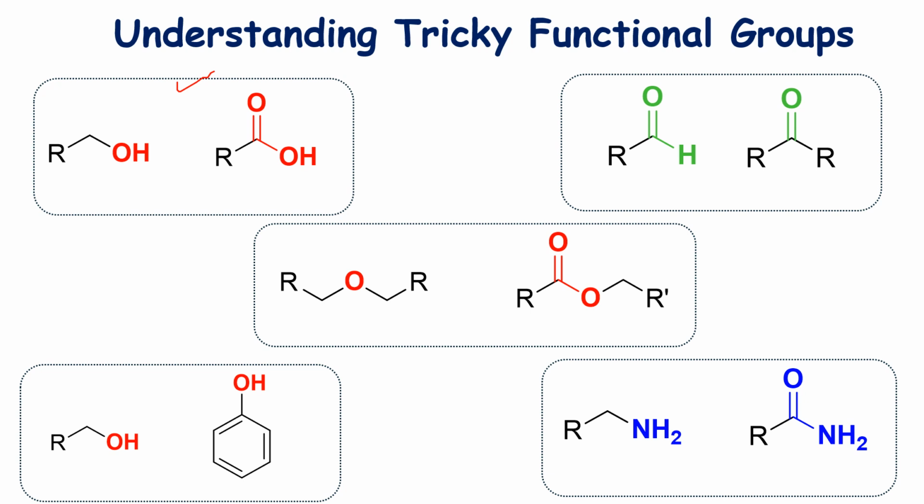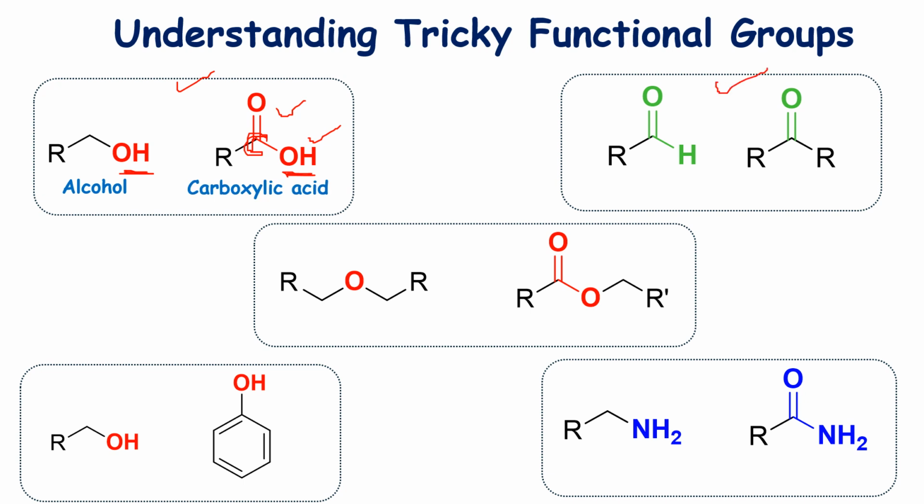The first one has an OH group, making it an alcohol. The second also has an OH group, but here it is attached to the carbonyl carbon. The OH is next to the carbonyl group. When an OH and a carbonyl group are together, they form a carboxylic acid functional group.